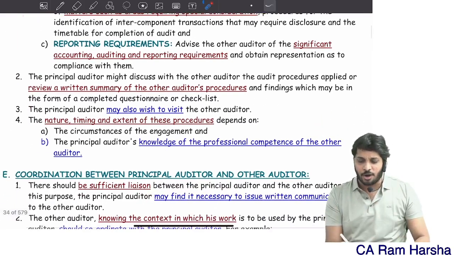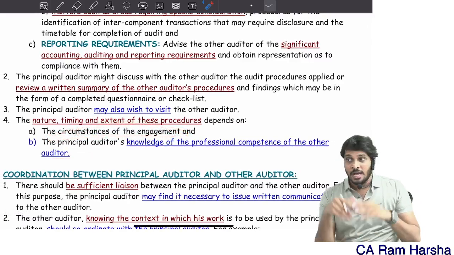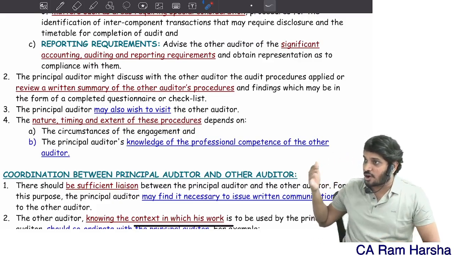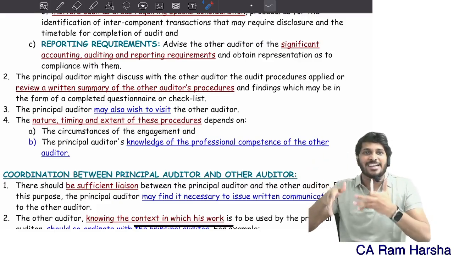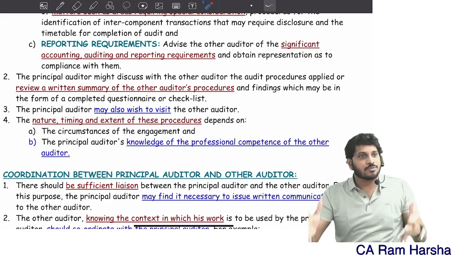These are all dependent upon the circumstances and knowledge of competence of the other auditor. So what is the knowledge I have about the other auditor's competence? Depending upon that, should I discuss with him, how many times should I discuss, should I visit or not? All this will be discussed.